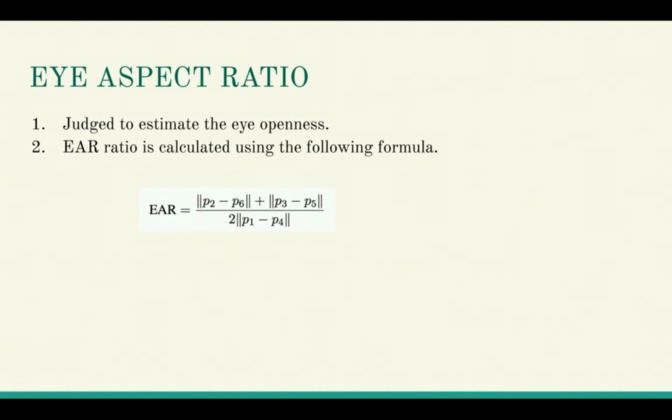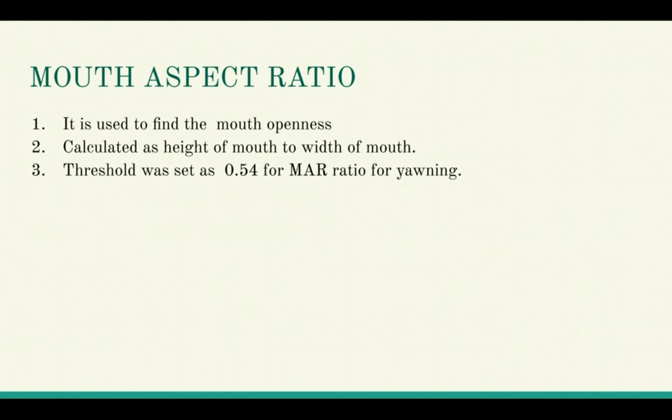The eye aspect ratio is a ratio between the length and the height of the eye. It helps us determine the eye openness, and it is calculated using the formula shown in the slide. Similarly, the mouth aspect ratio is used to calculate whether the mouth is open or not. If the mouth is open for a long time, it shows that the driver might be yawning, which is also a sign of drowsiness. The mouth aspect ratio is calculated as the height of the mouth to the width of the mouth.